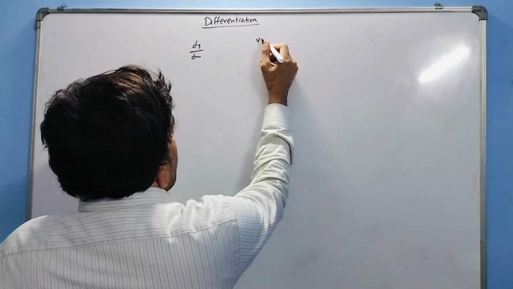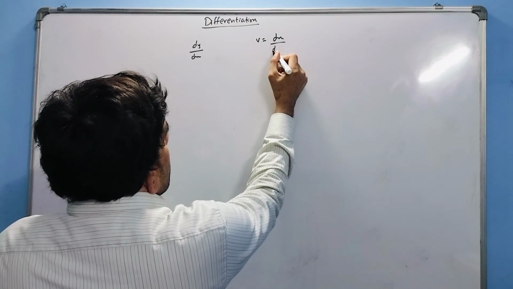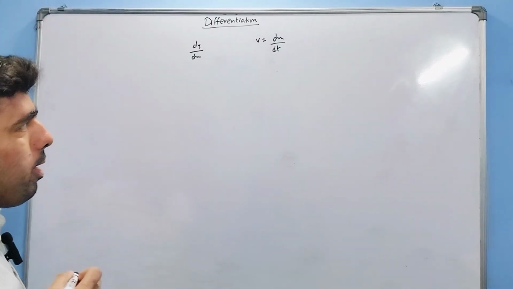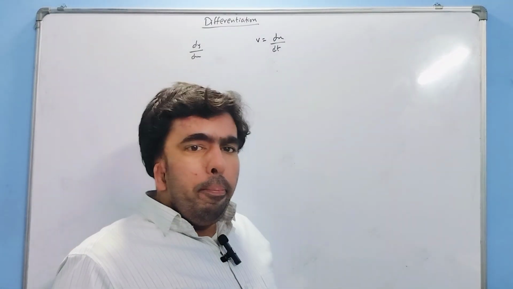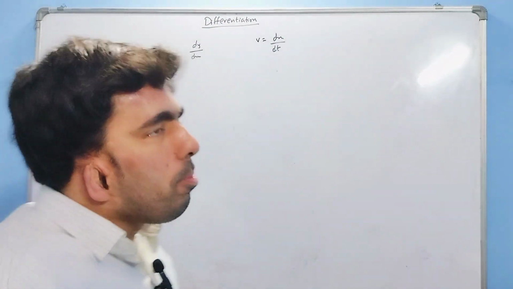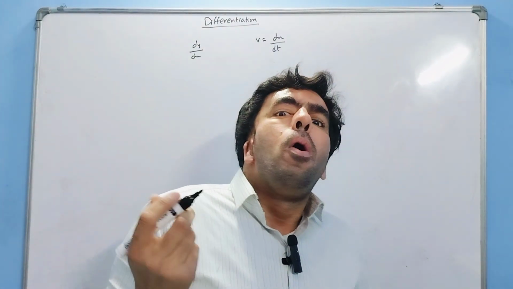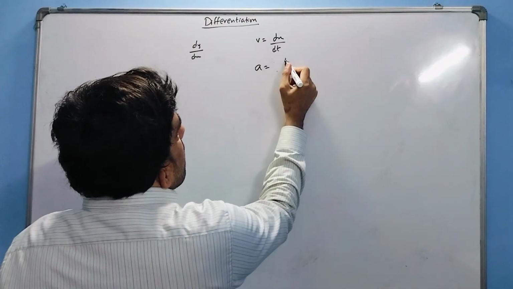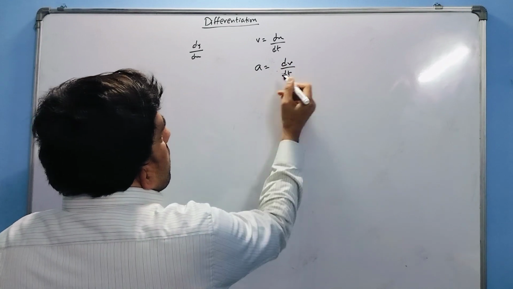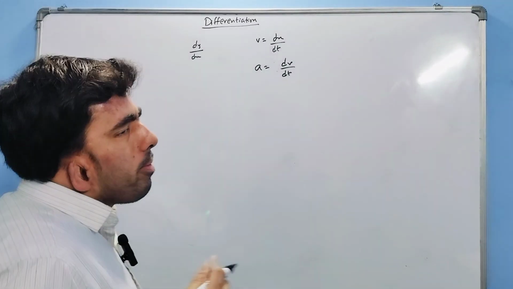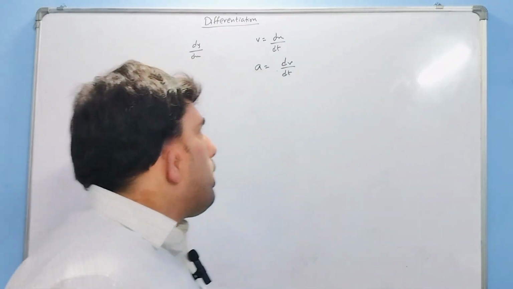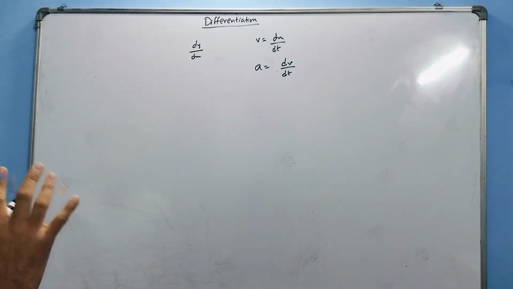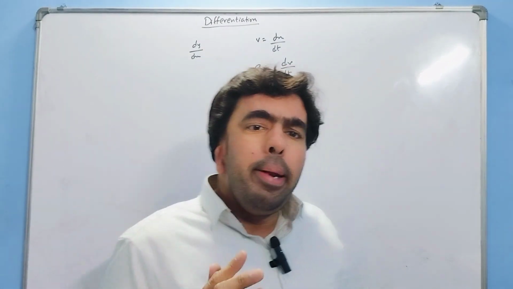For example, I can say v is velocity, where x is displacement and t is time. That is, the rate of change of displacement with respect to time is called velocity. Similarly, if I need to find the acceleration, it is the rate of change of velocity with respect to time. So that is what is called differentiation, and it is the real meaning of differentiation.